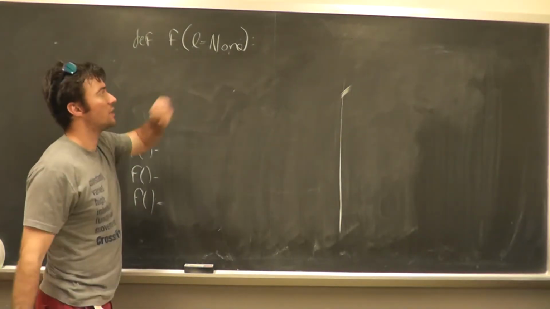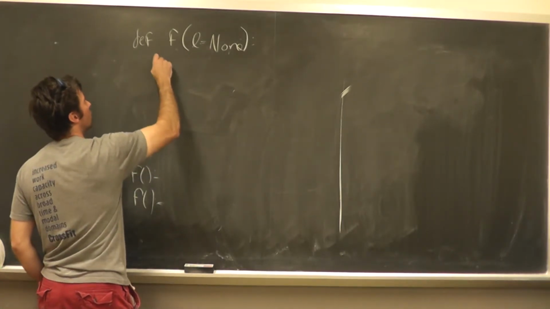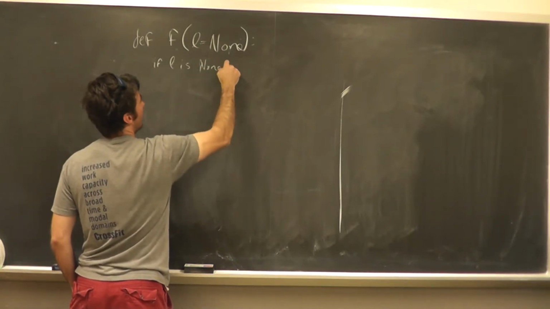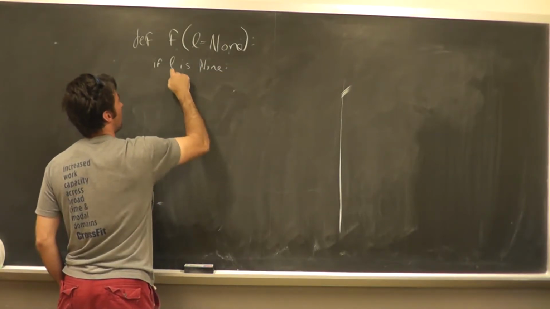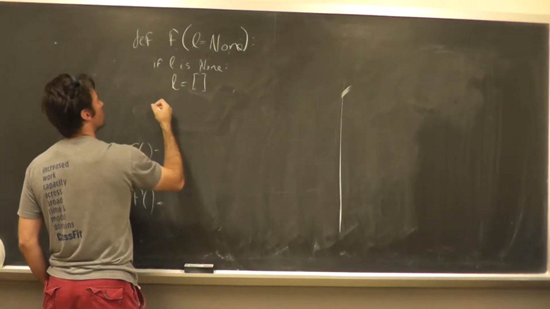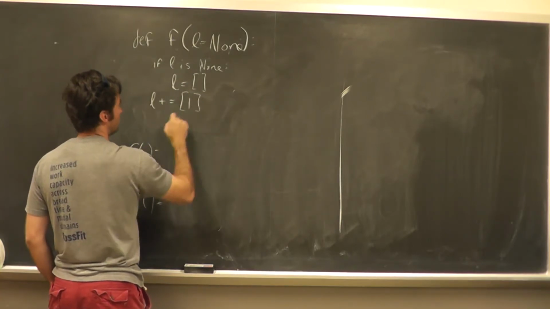Yeah, so you make None the default value, something that can't be changed, and then you say if L is None, then L gets this. And then we change it, right? We say L plus gets 1, and we print it.